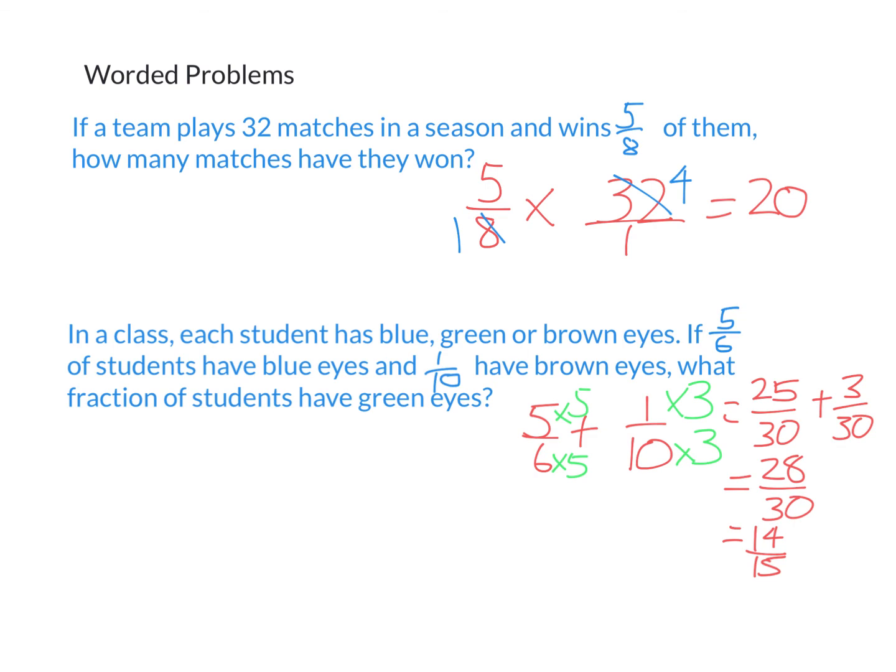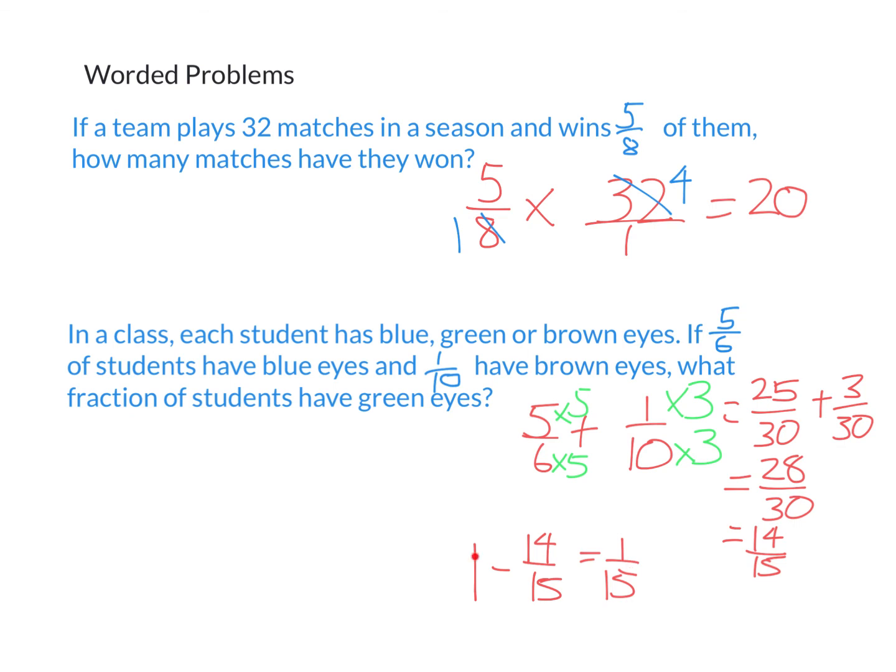So what fraction would have green eyes? Well, that would be 1 whole. The class is 1 whole. Subtract 14 over 15. If 14/15ths of the class have blue or brown eyes, there's 1/15th left that would have green eyes. So how did I get 1 over 15?